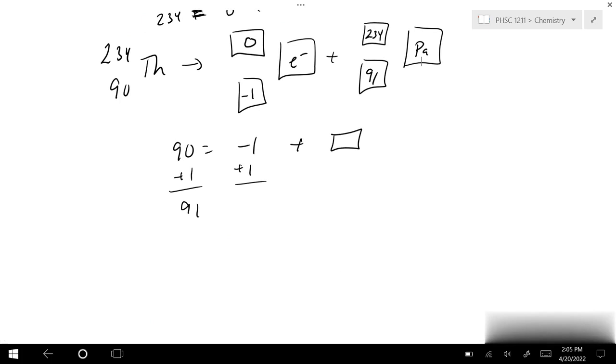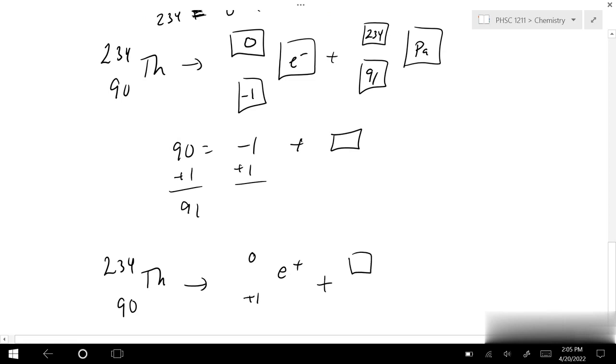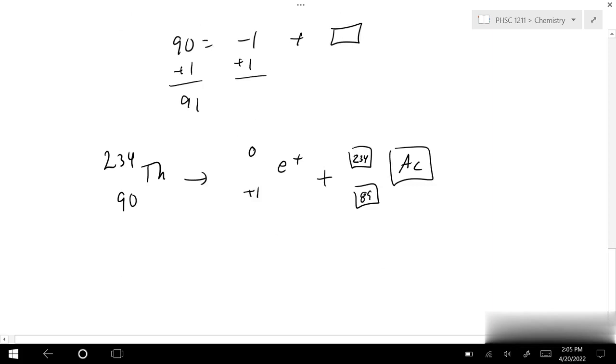Well, what happens if I'm doing the same reaction but with a positron? So I have thorium 234 yields a positron, so that's going to be a +1 and a 0. Take a second, you try it, and see what you're going to get. Okay, so I'm getting 234 here and an 89 here. So if you look at your periodic table, Ac. So that's going to be your beta decay.